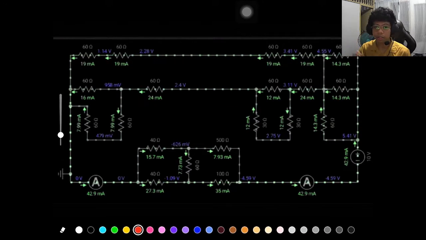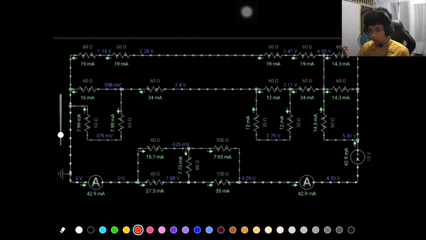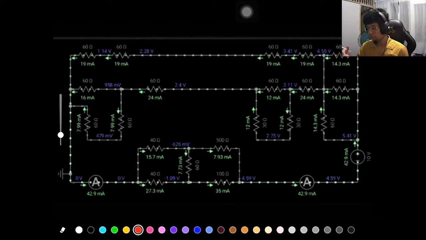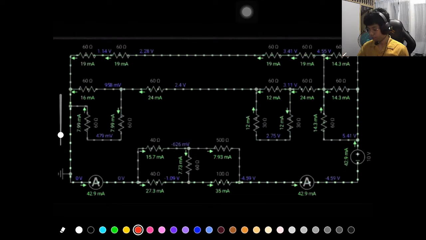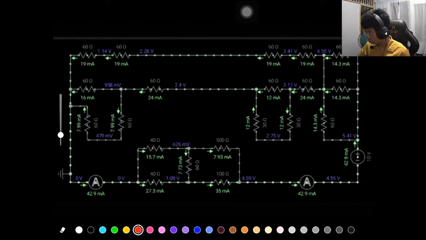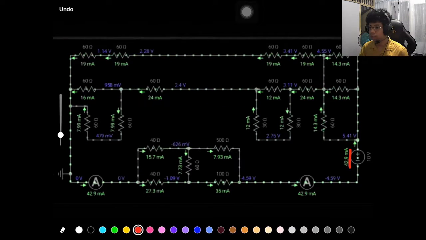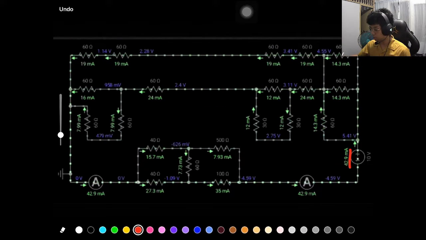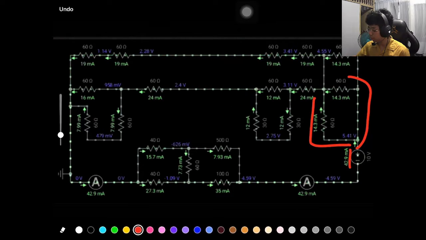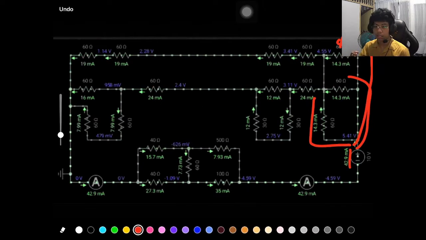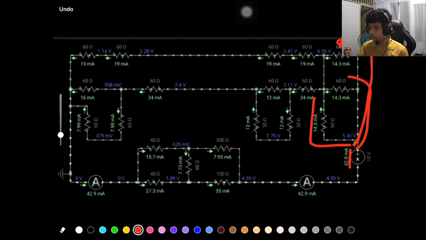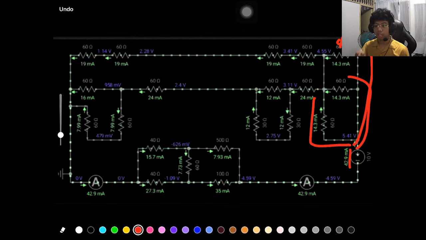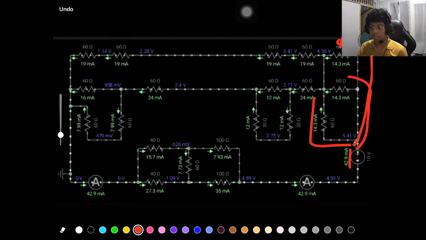So we have here our circuit, as you have seen. The conventional flow is from right to left. The voltage supply produces 42.9 milliamperes, and this 42.9 milliamperes is dissipated into three electrical paths. It is from here, here, and here. As we have noticed, if we add the current that flows into the three electrical paths, it will be equal to the circuit current, which is 42.9 milliamperes.